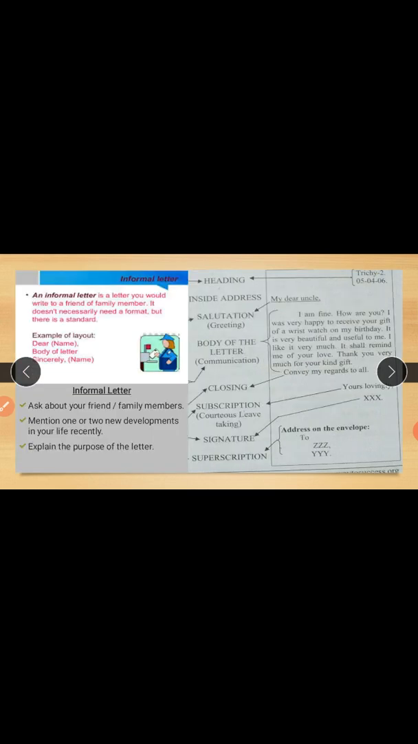You can see here it is an informal letter. For example, the heading is here and the inside address is not here. We have to write the address on the envelope. Next, the salutation is a greeting, and the passage is given. Next is the subscription, here yours lovingly, yours faithfully. Likewise, you have to write. And for the signature, you put xxx. For the subscription, a courteous leave-taking is a must.